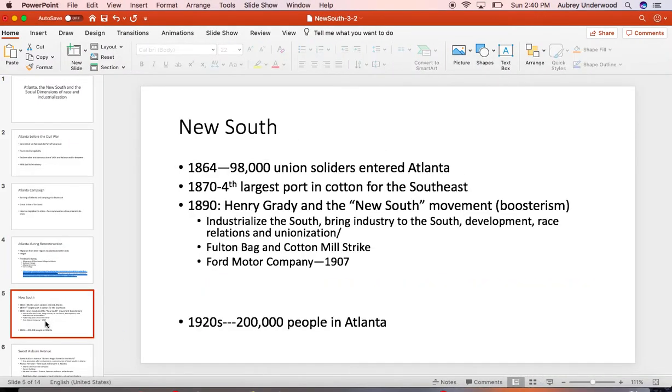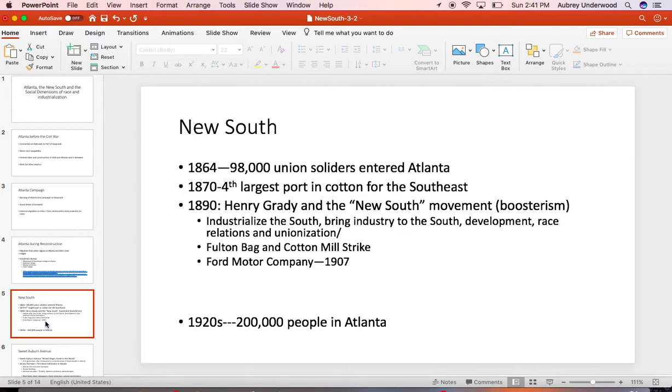All right. Again, as I said, there are around 98,000 Union soldiers in Atlanta. So again, the city is definitely feeling a federal martial presence. By 1870, the port of Savannah becomes the fourth largest in the Southeast. And by the 1890s, we have a term for the beginning of the industrial South called the New South, where we really see new industries moving down to the South for the first time, including Ford Motors.